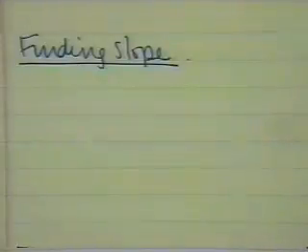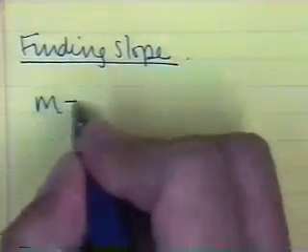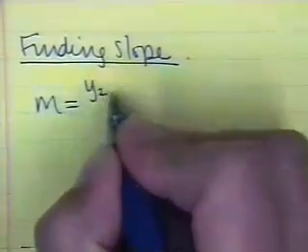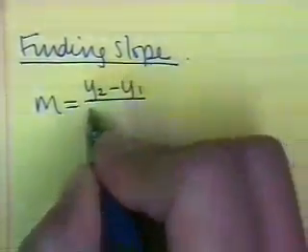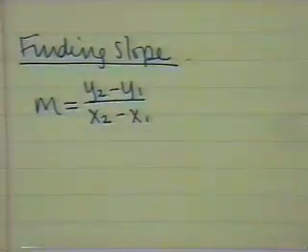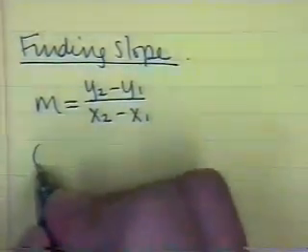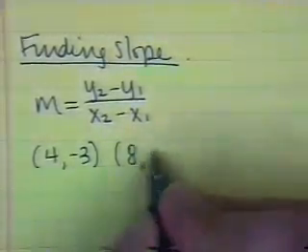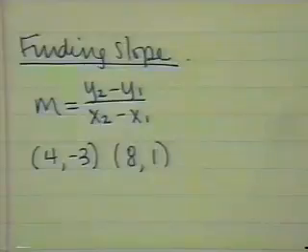When finding slope, the most important thing will be to be familiar with the formula. The slope formula is m equals y sub 2 minus y sub 1 over x sub 2 minus x sub 1. When we're finding the slope, usually we're going to be given 2 points, and we're going to be asked to find the slope between them.